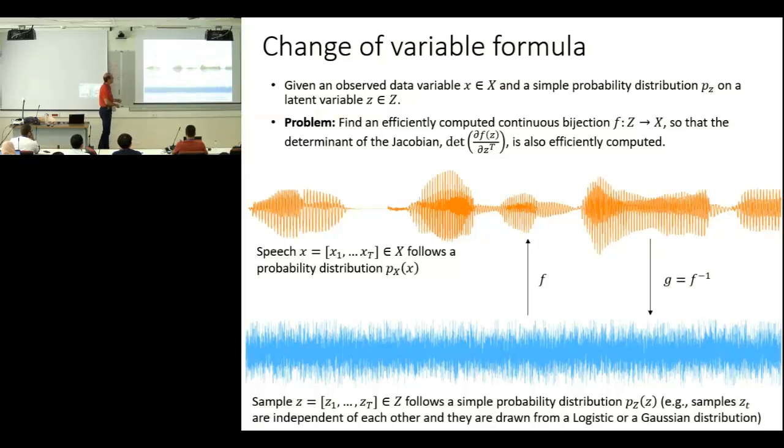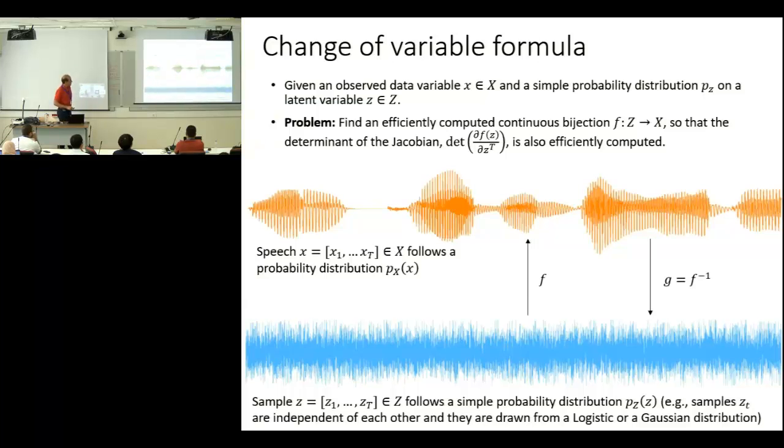This simple observation is also applied here in speech. Given an observed data variable x and a simple probability distribution on the latent variable, the problem is to find an efficiently computed continuous bijection f from the latent space to x, so that the determinant of the Jacobian is also efficiently computed. The determinant of the Jacobian is actually the volume, how much the volume is expanded when we go from one space to another space. And in the case of one-dimensional variables, it's just the derivative of this function.